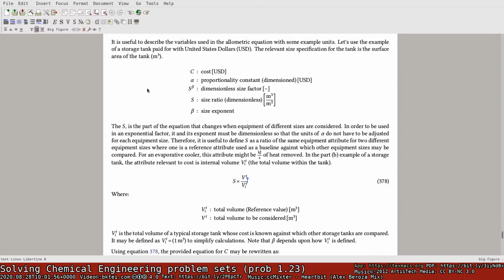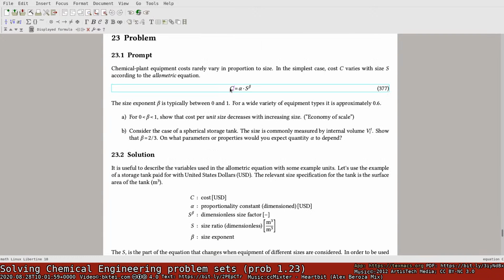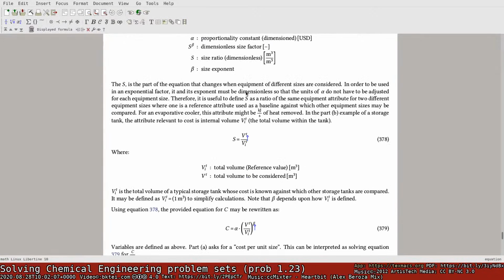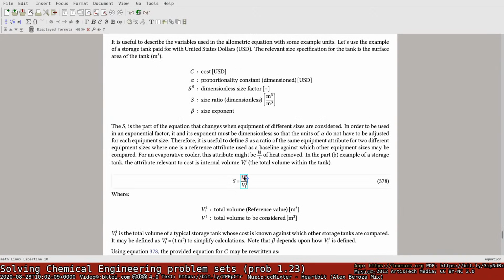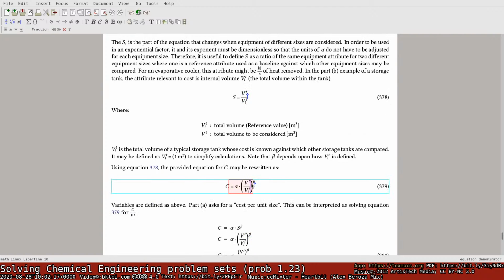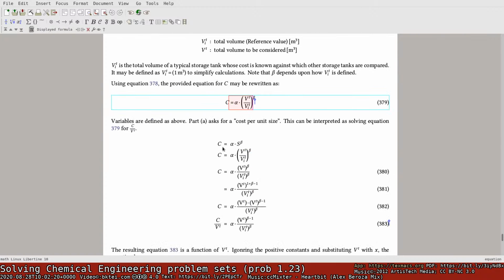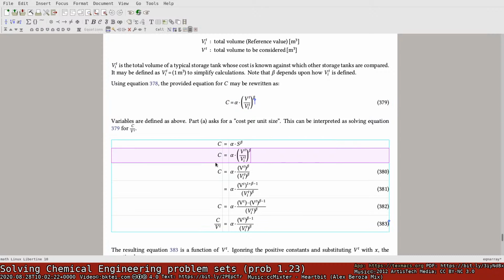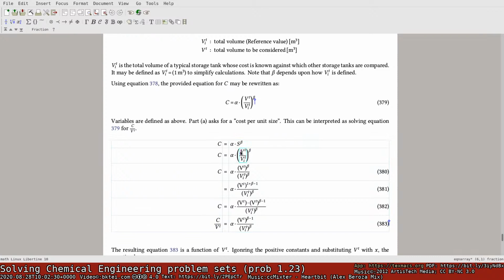Okay, so we took this rather general equation. We said, okay, this size, in order to make sense, we're just going to call it a size ratio of the equipment volume to some reference volume, and rewrote that equation as so. And then we said, all right, given that equation, we want to solve for the total cost per total unit volume, which is this quantity here.